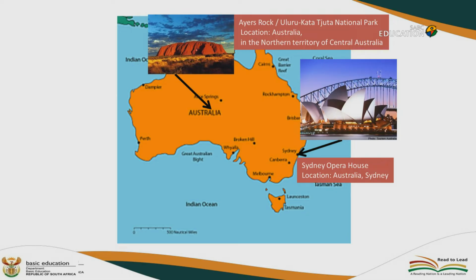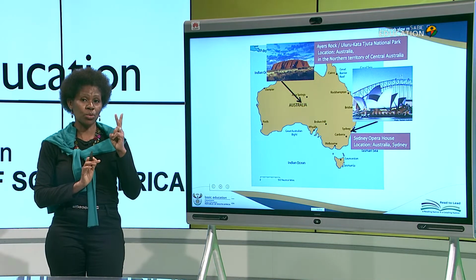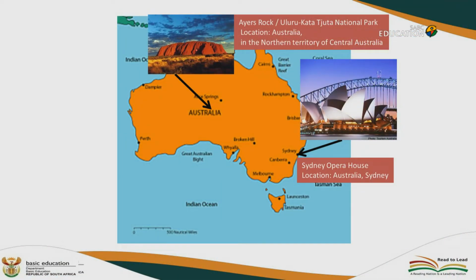Again, we have another one, the Sydney Opera House. This Sydney Opera House, where is the location in Australia? It is in Sydney. We've got 2: the Uluru-Kata Tjuta, and we've got the Sydney Opera House. They are both in Australia, but they are in different locations. That one is found in the wilderness, the Uluru. And then this one is an opera house, which is in Sydney.